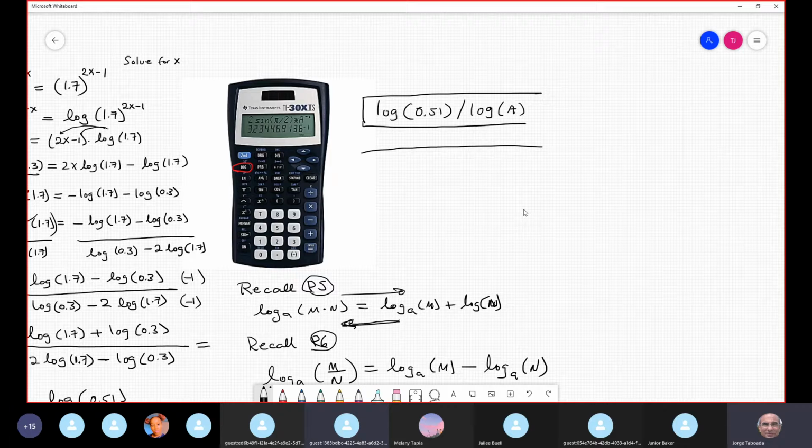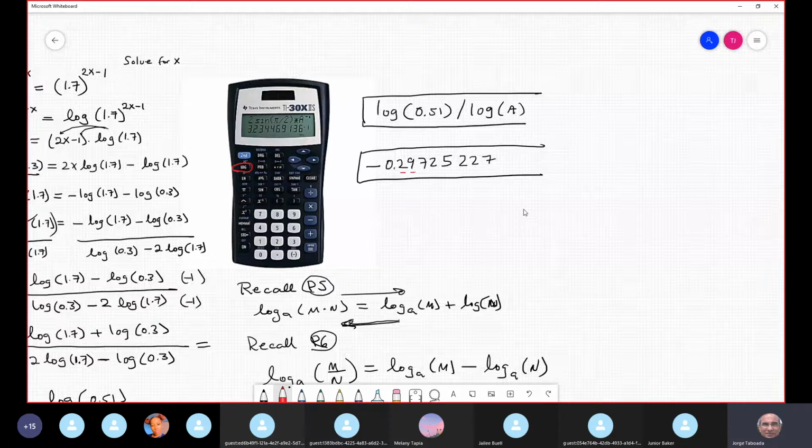I see in the display negative 0.297272, yeah, 5227. I need 4 decimal places, for example, 1, 2, 3, and 4. And the next digit is 5. When you round off, increase it. So the answer is negative 0.2973. Done. Final answer. End of the story.